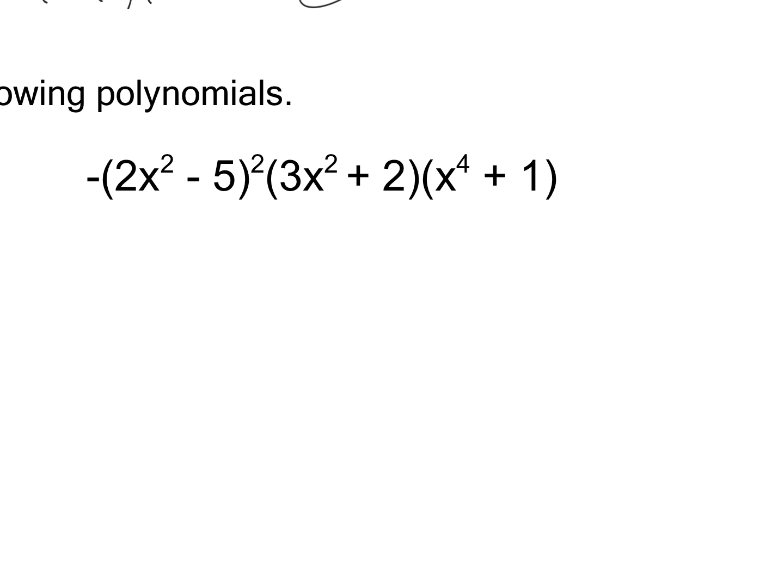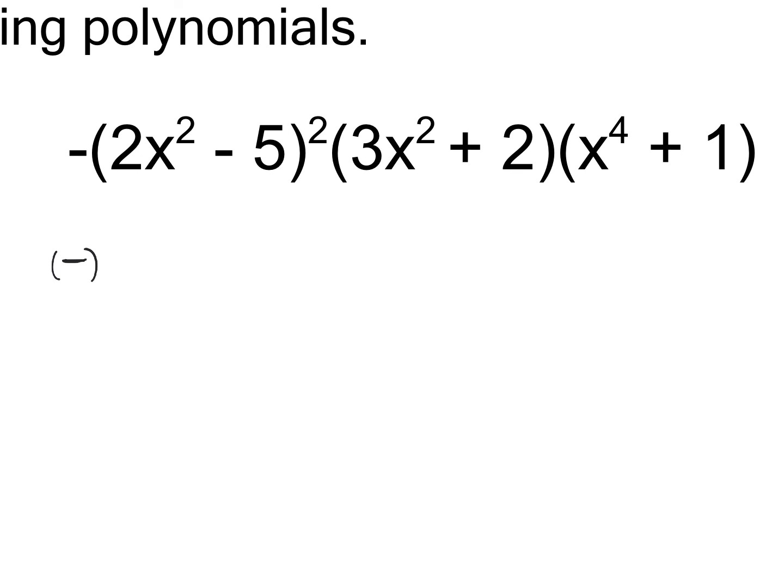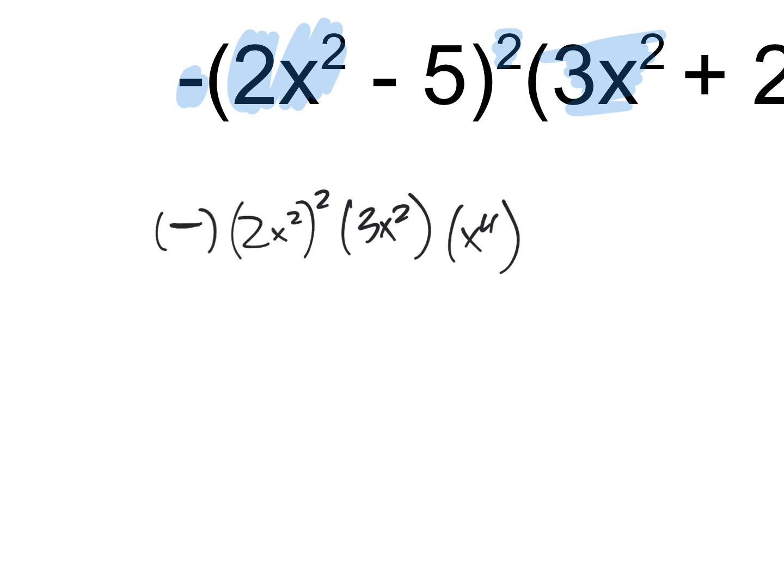For this last one, now we have some coefficients in front of the variables we're raising to a power, okay, but still the same principles apply, okay? So we got a negative in front, so that's going to stay in front. Next, I've got a 2x squared being raised to the 2nd power, so I'm just looking at these first terms of each of these binomials. Then I've got a 3x squared, and that's not being raised to a power, so 3x squared. And then I've got an x to the 4th, and that's also not being raised to a power, okay? So the negative is going to stay negative in front. If I want to raise 2x squared to the 2nd power, really this becomes 2 squared times x squared raised to the 2nd power, okay?